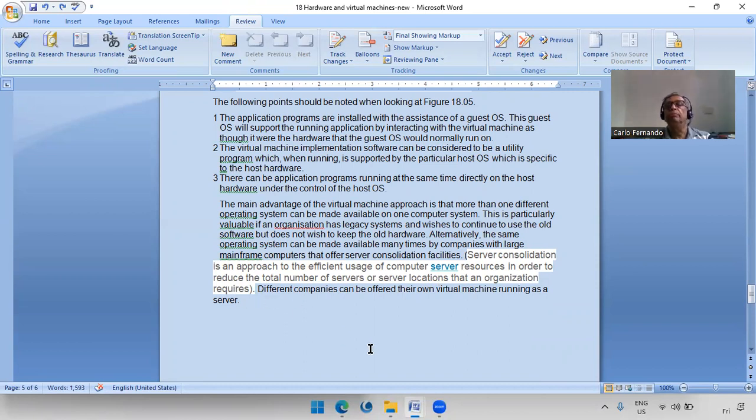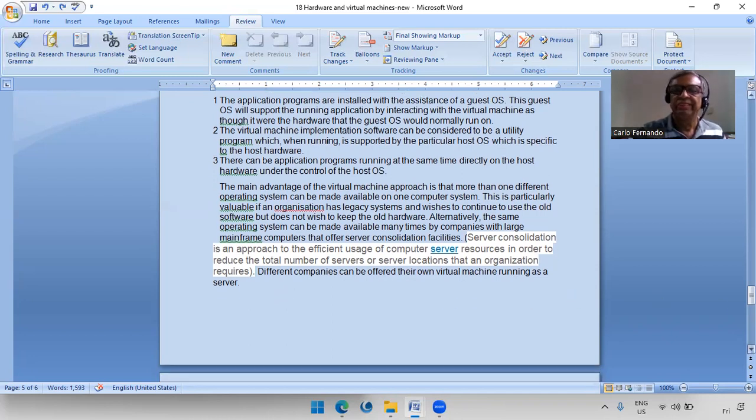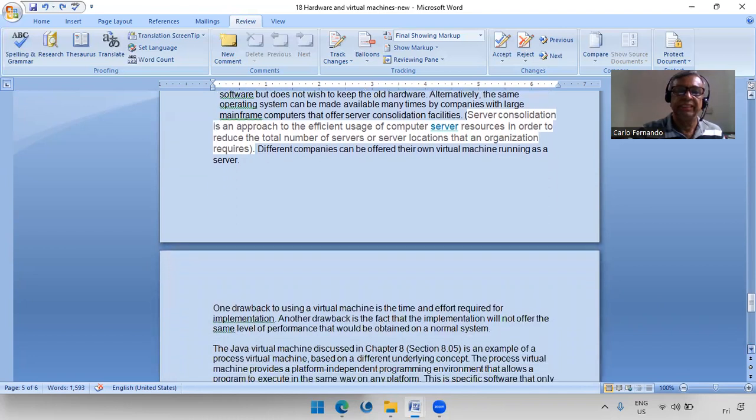For example, if a company has 10 departments, you do not need 10 computers. You have one large computer, and on that same one machine, you have 10 virtual machines, one for each department. Different companies can be offered their own virtual machine running as a server. It's very interesting, isn't it?